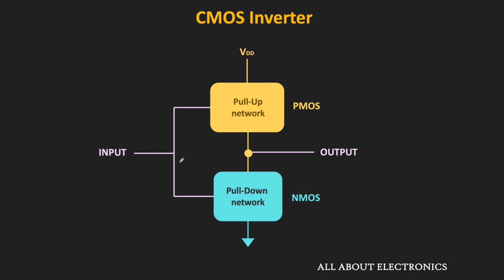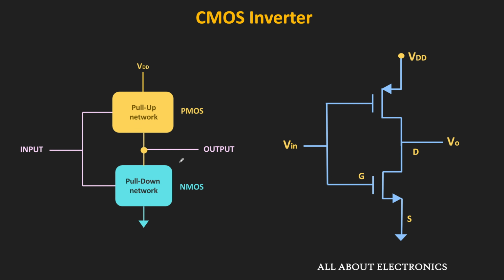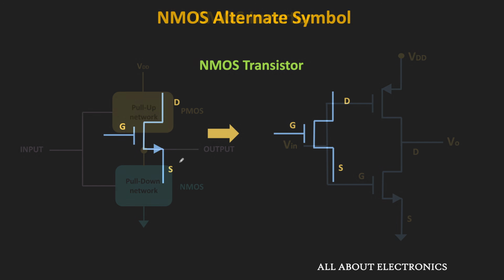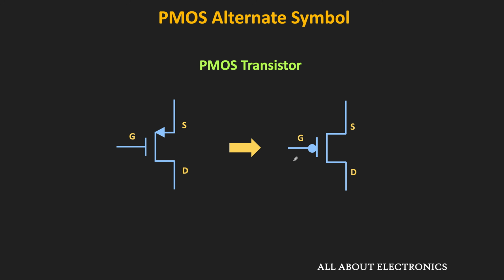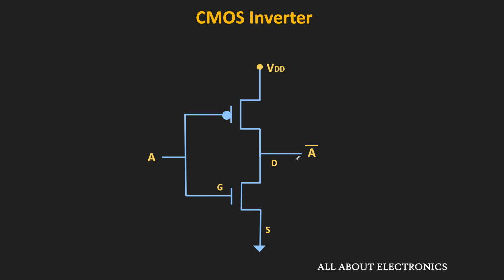So we have already discussed the CMOS inverter. Similarly, let us see how to design the other logic gates using CMOS logic. Now in many textbooks and literature, alternate symbols of the PMOS and NMOS transistors are used. This is the alternate symbol for the NMOS transistor, while this is the alternate symbol for the PMOS transistor. From now onwards, we will use these alternate symbols during our discussion. This is the circuit of the CMOS inverter using the alternate symbols.